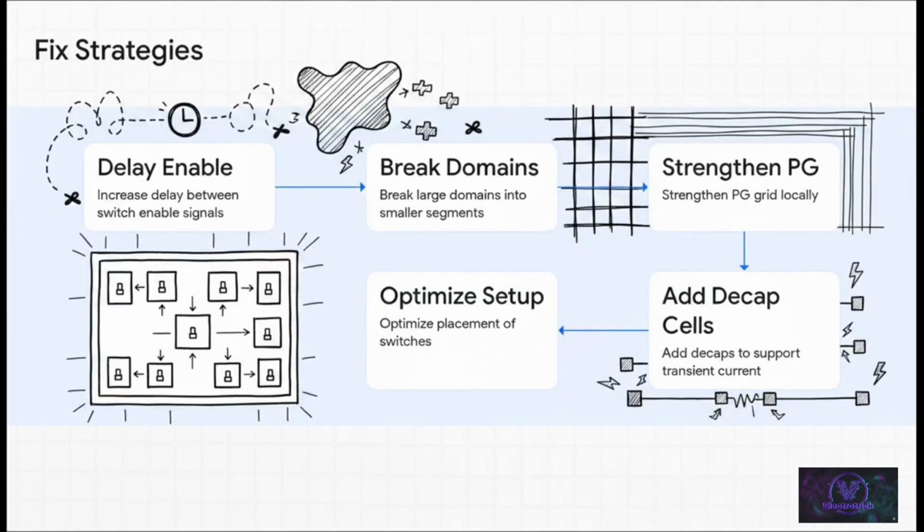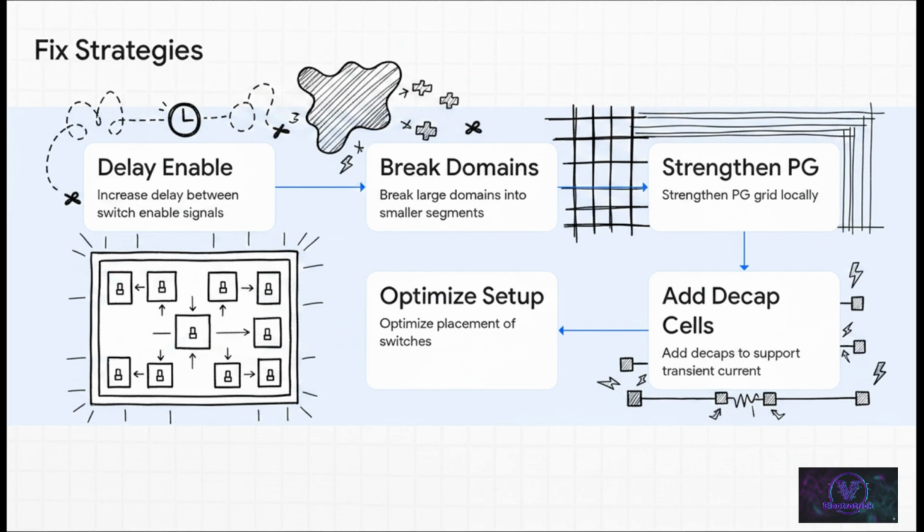Those debug steps naturally lead into 5 concrete fix strategies. If you find your inrush is too high, maybe because you got a little too aggressive optimizing for wake-up time, step through these. Number 1, increase the delay between your switch enable signals. 2, break those massive domains into smaller, more manageable multi-segment chains.